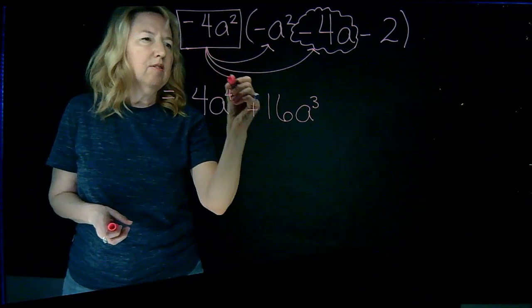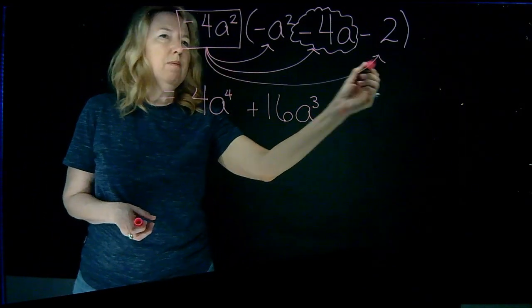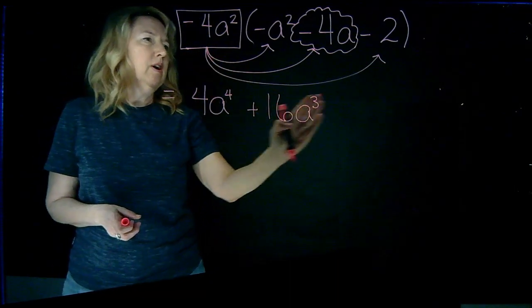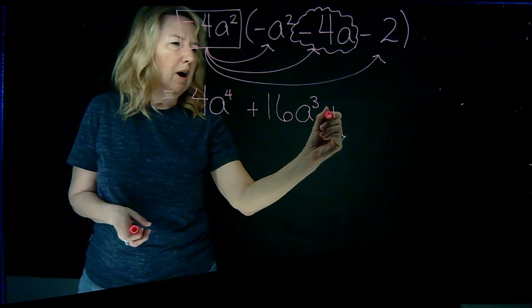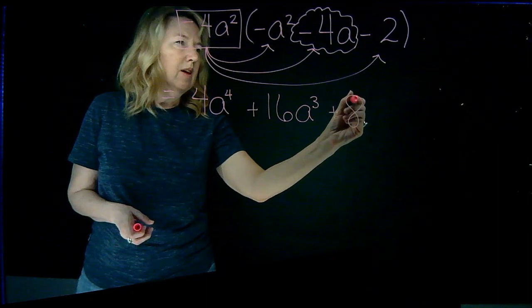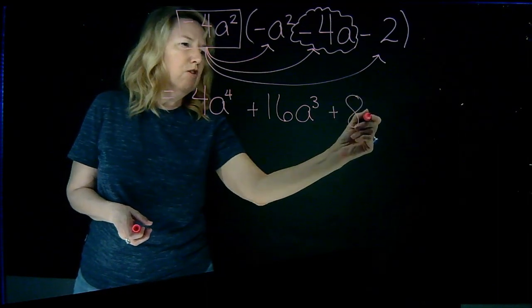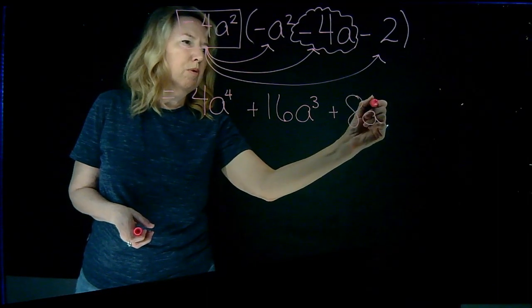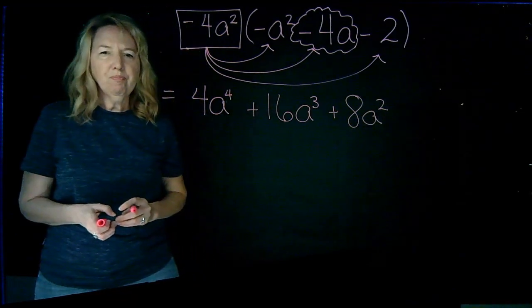And one last distribution. So I have a negative 4 times a negative 2, which is a positive 8. And the variable, no change, but I have to remember to bring it along for the answer.